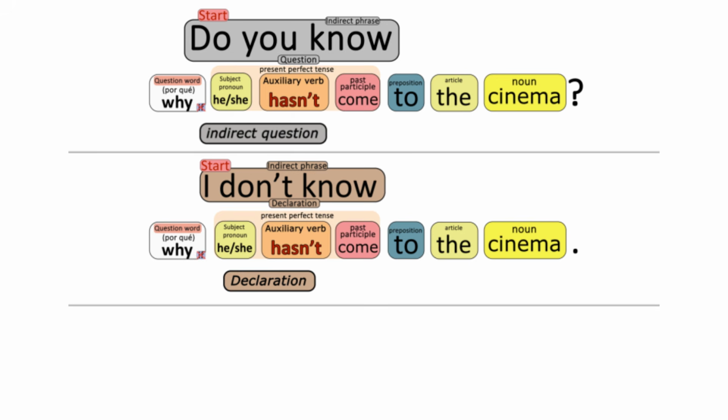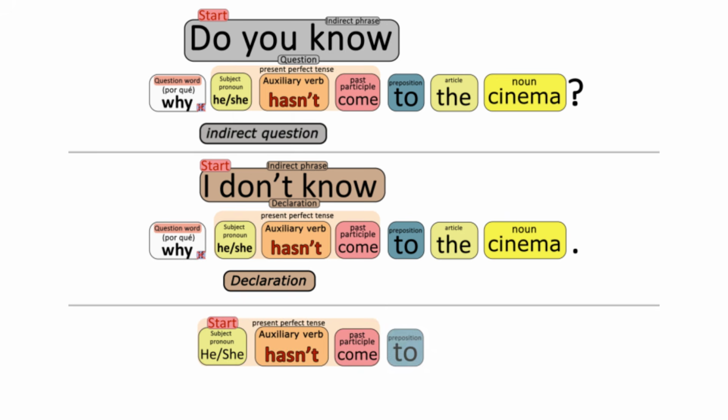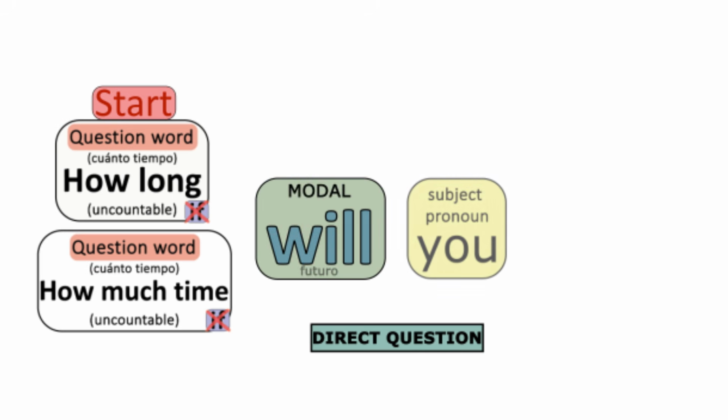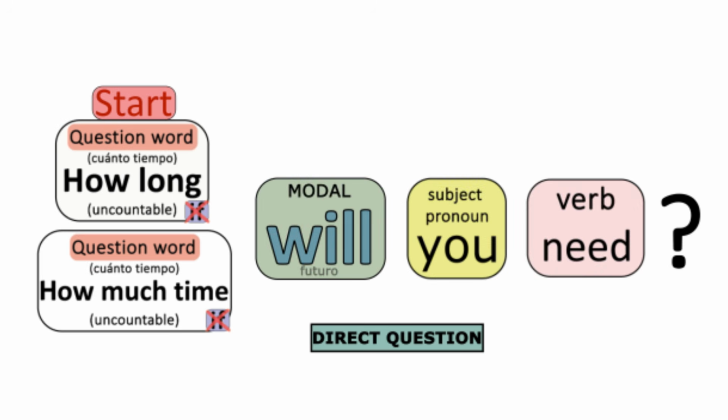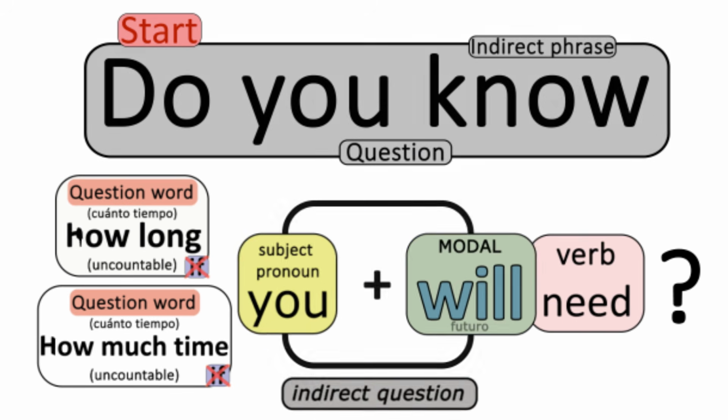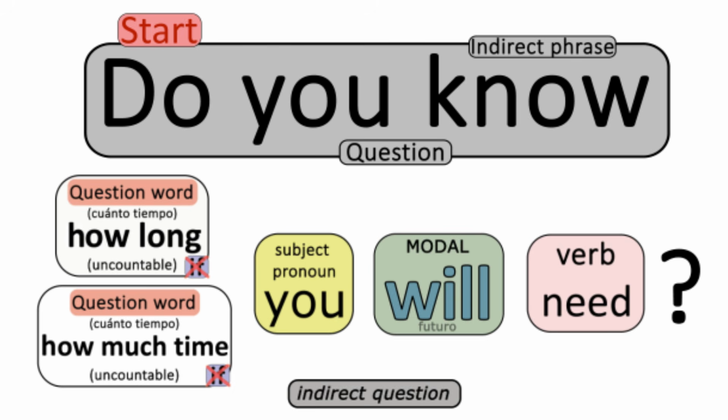And this is not a question. This is a declaration or a statement. And then let's compare that to a declaration without the indirect phrase. He hasn't come to the cinema. Using a different question word, we could say, how long or how much time will you need? If we want to be more polite, we could say, do you know how long or how much time you will need?